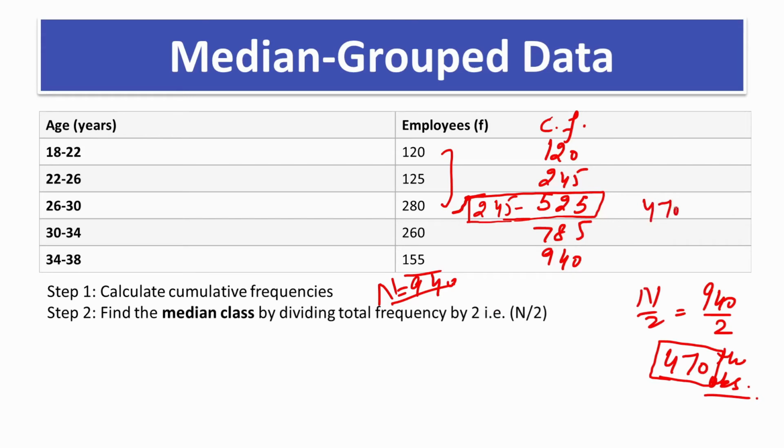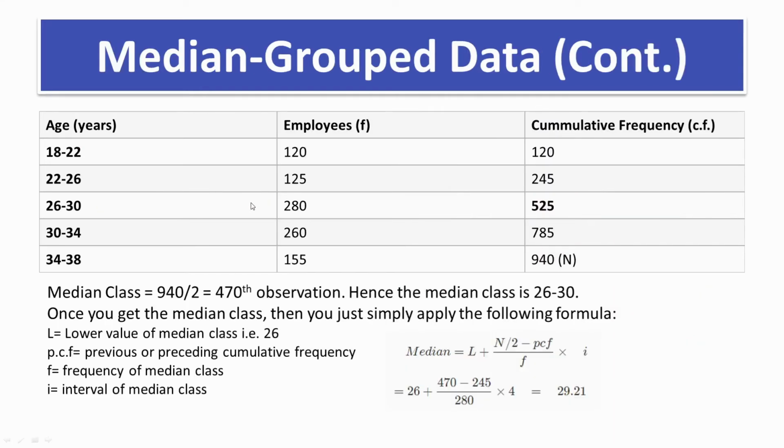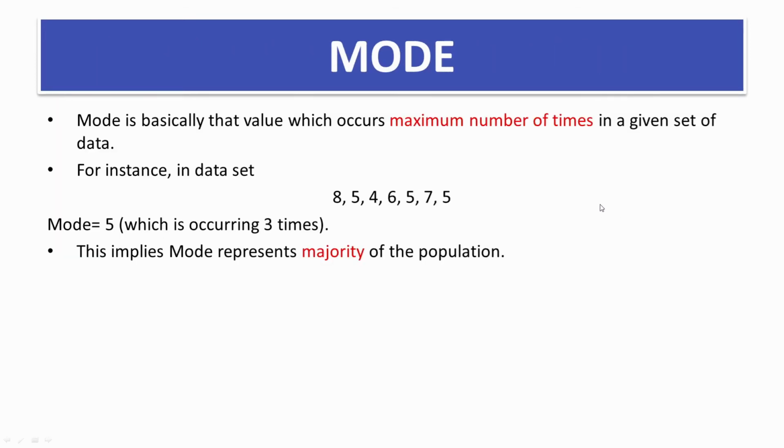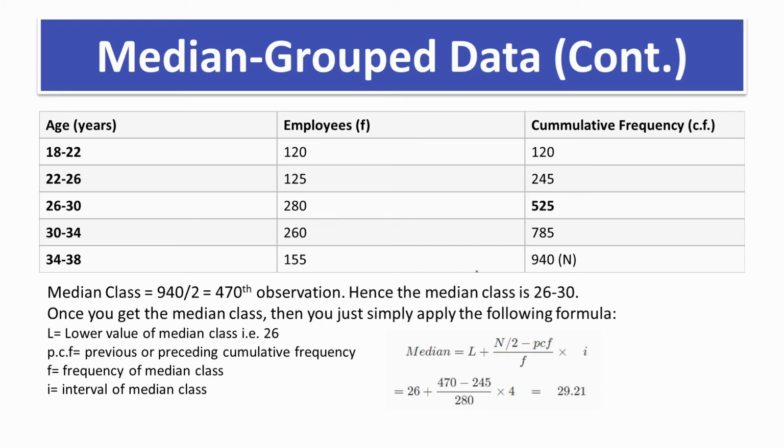So here is the 470th observation that is lying. Basically this is the median class. Look at the example: this is the median class where the 470th observation is lying. And 26-30 is the median class.